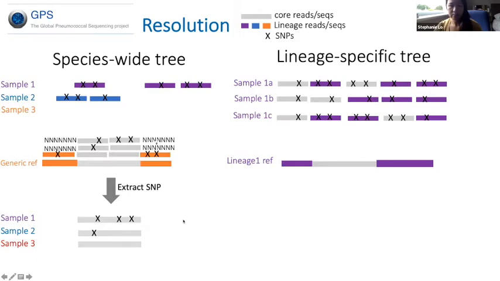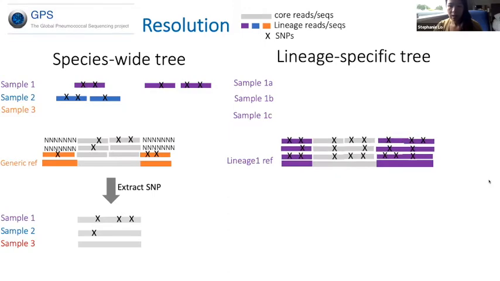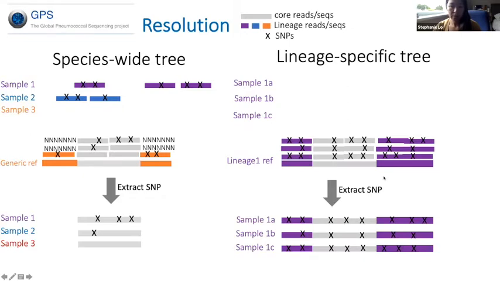extracted. In contrast, in the lineage-specific tree, samples are similar to each other and a lineage-specific reference is used. Therefore, more reads can be mapped to the reference, and more SNPs can be extracted to build a tree with more genetic variation information. That's why the lineage-specific tree has a higher resolution.